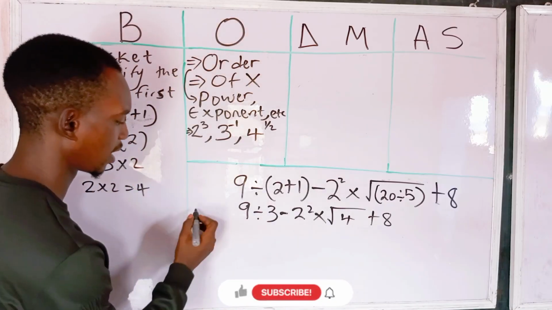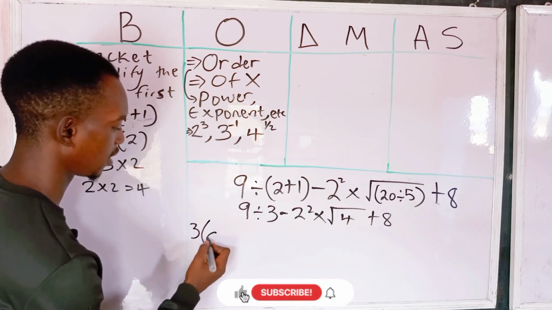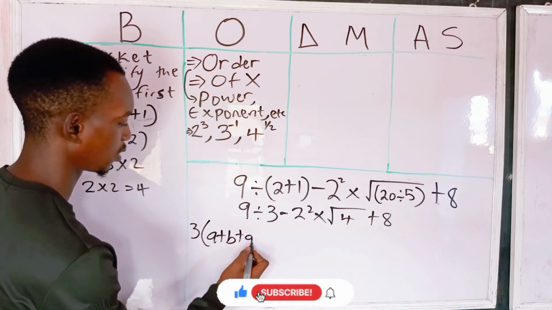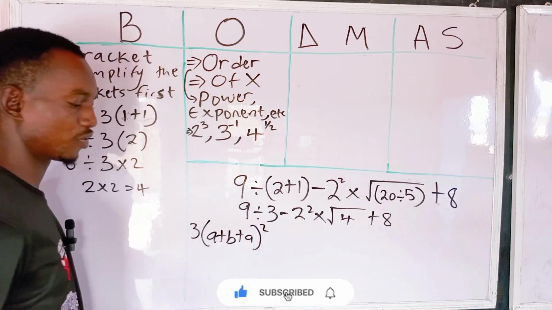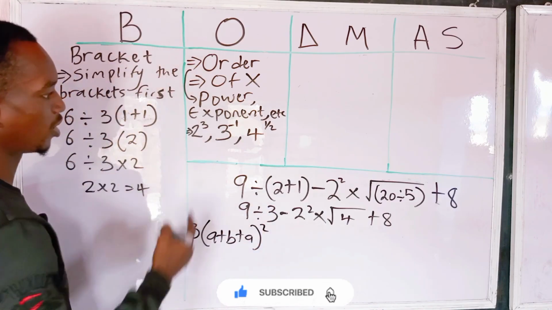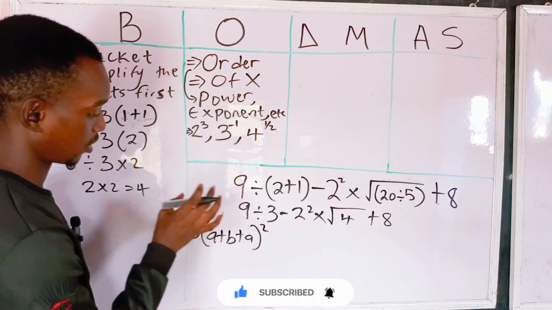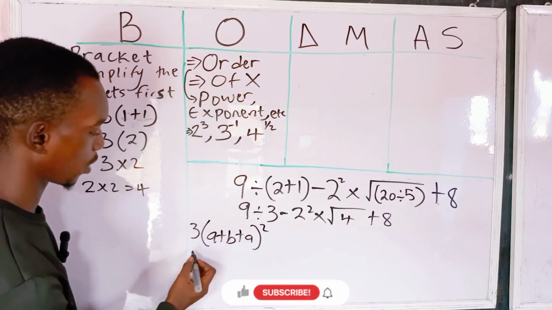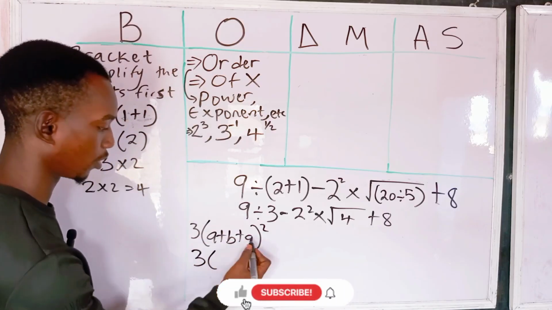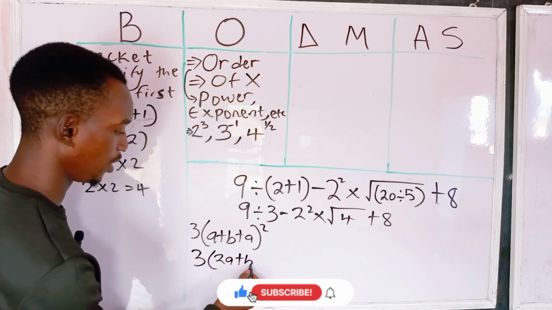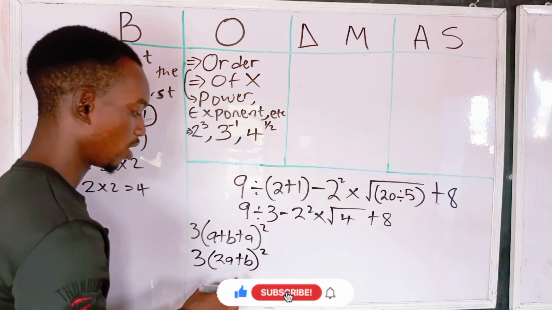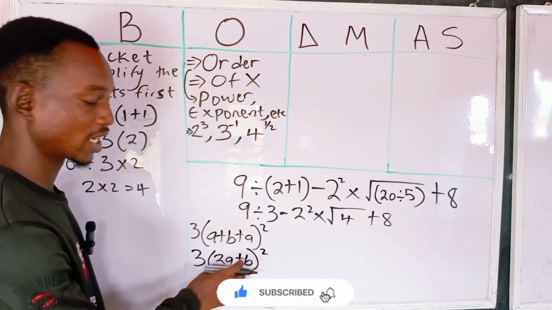Let's say we have something like 3 into bracket, a plus b plus a, all squared, for example. Following the order of operations, we simplify the bracket first. So here we're going to have 3 into bracket, a plus a is 2a, plus b, raised to the power 2. Here now, we can simplify the bracket further.